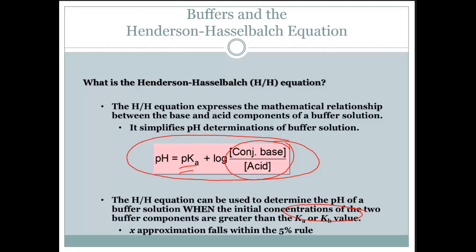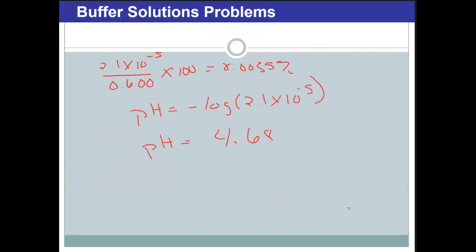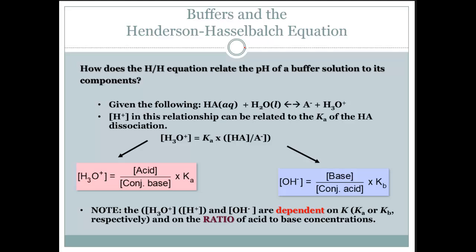The x approximation falls within this 5% rule. So when we double check that, we need to make sure that this is less than 5% before we can use the Henderson-Hasselbalch equation. So how does the Henderson-Hasselbalch equation relate the pH of a buffer solution to its components?